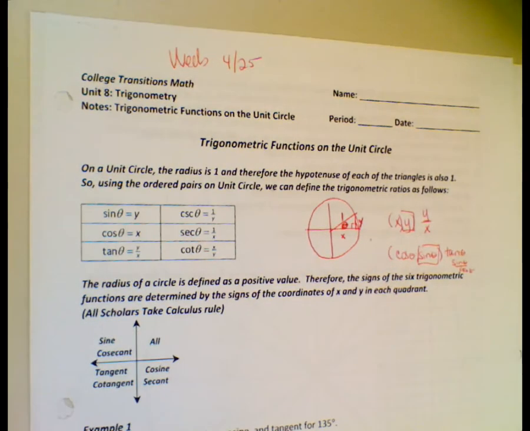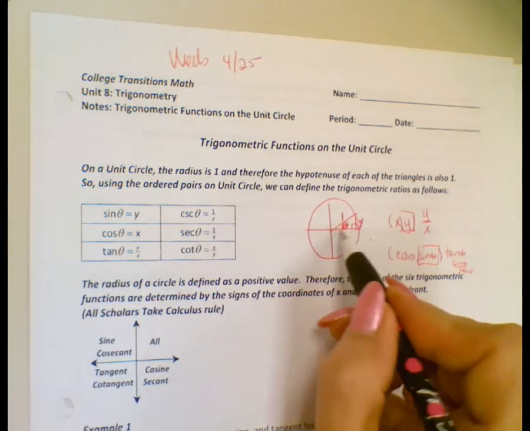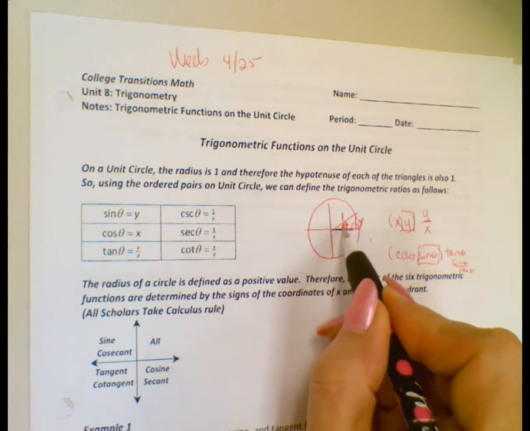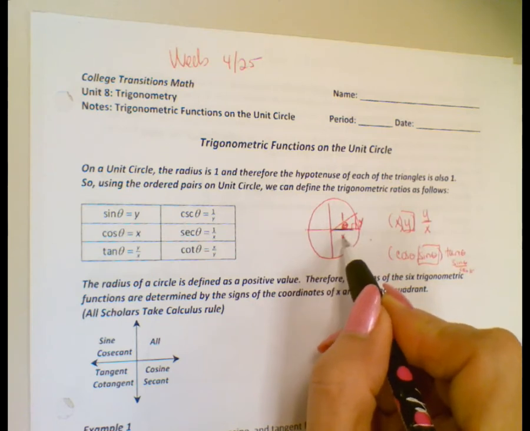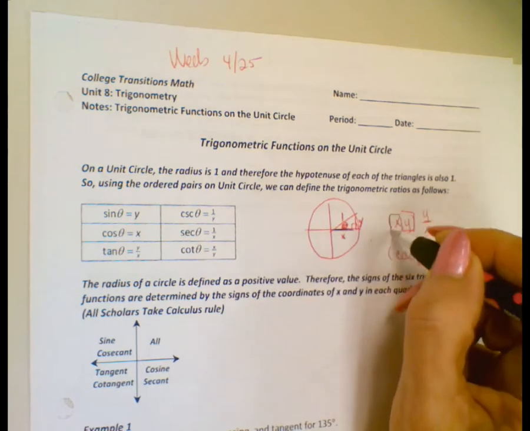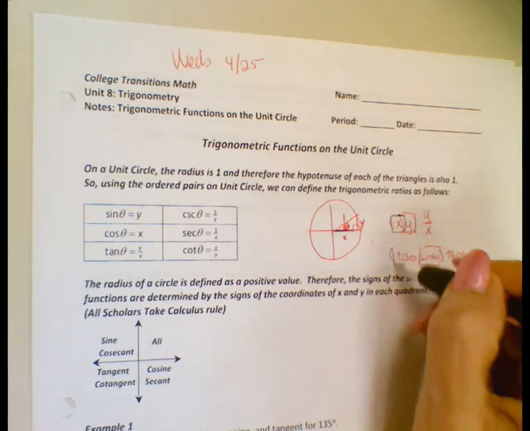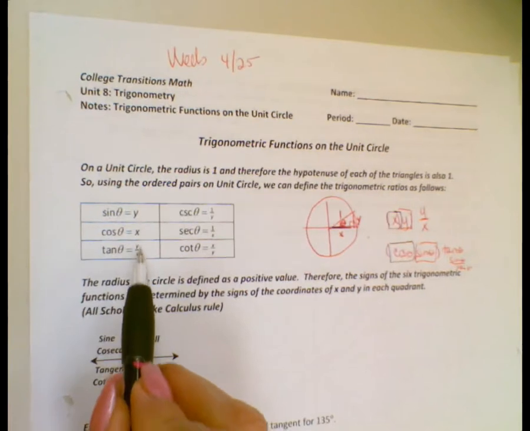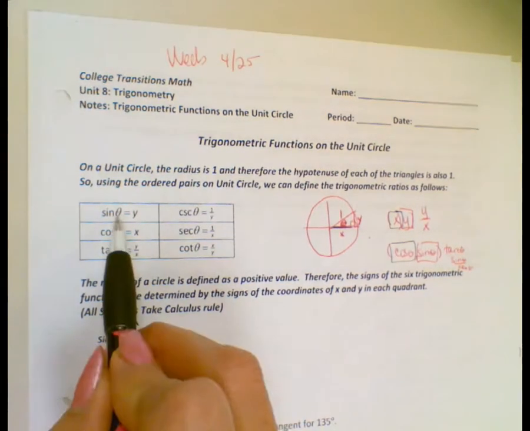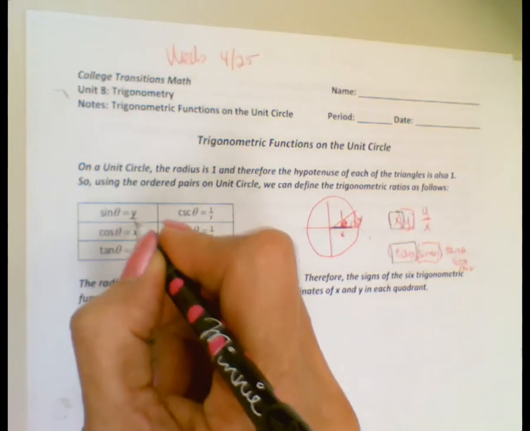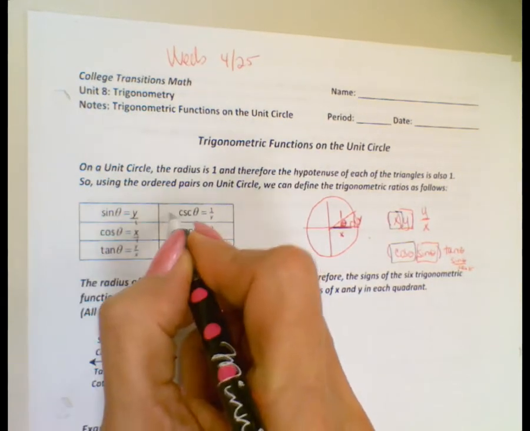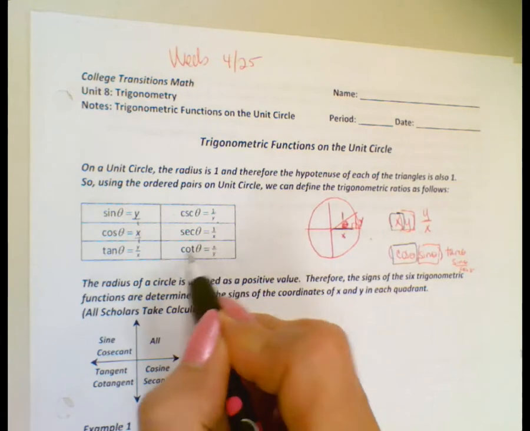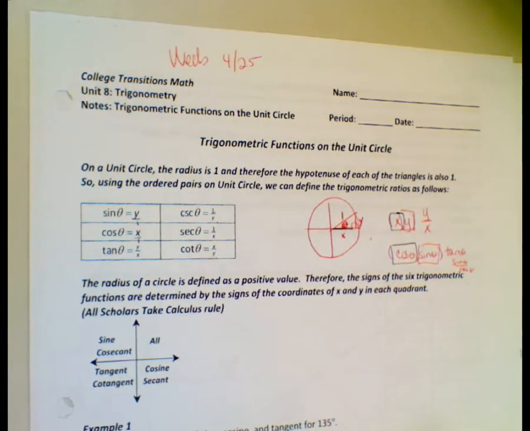Now the cosine is x. That's the adjacent side. Okay, it's the adjacent side. Theta is right next to it. So the x always goes with cosine. And notice that your cosine is the x-coordinate of the ordered pair right there. Tangent is y over x. Since this is really y over 1 and this is really x over 1, the cosecant is 1 over y, the secant is 1 over x, and the cotangent is x over y.